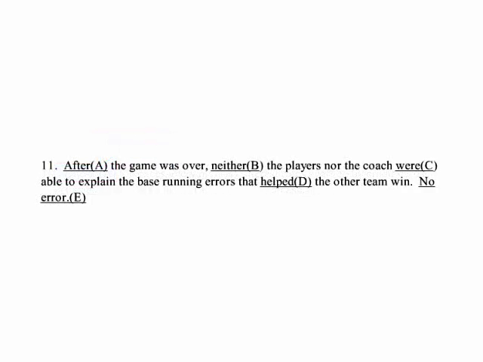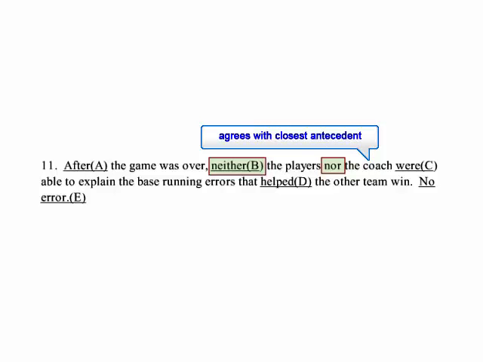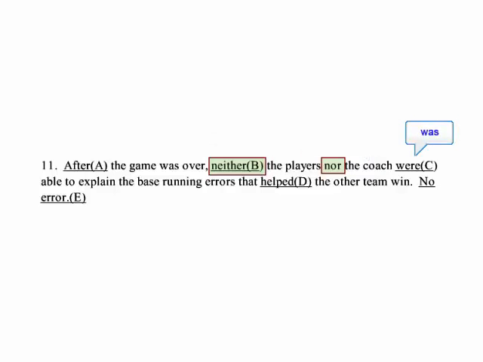Number 11. After the game was over, neither the players nor the coach were able to explain the base running errors that helped the other team win. Classic one here, the neither nor situation. Remember, when you're using neither and nor, the verb needs to agree with the closest antecedent. In this case, coach. Coach is singular, so it isn't "were able," it's "was able." Neither the players nor the coach was able to explain. Remember, with neither and nor, find the noun, the antecedent that's closest to the verb.